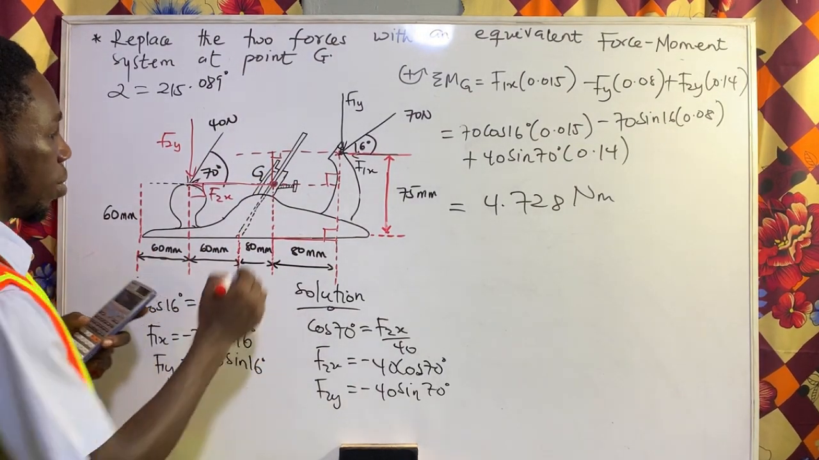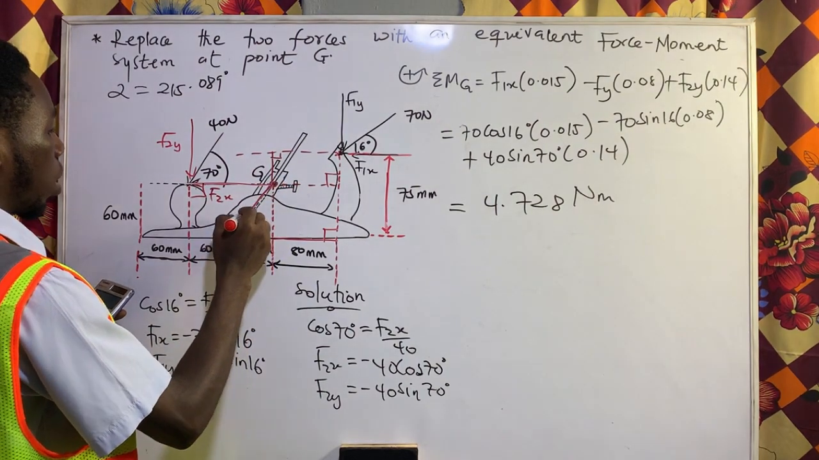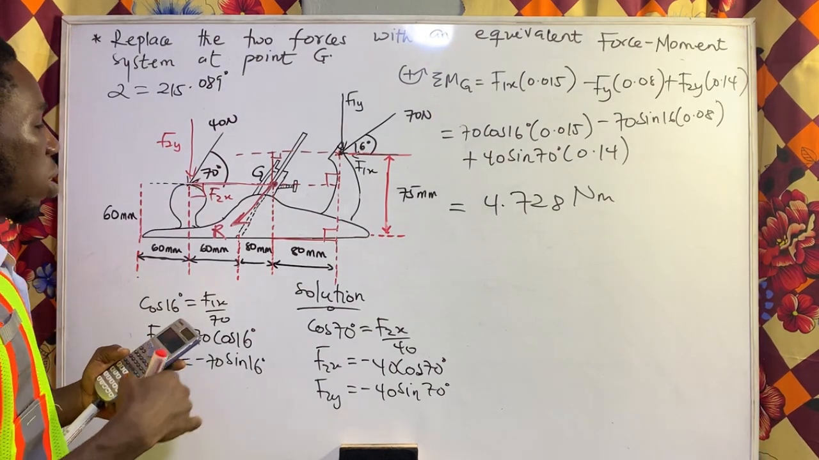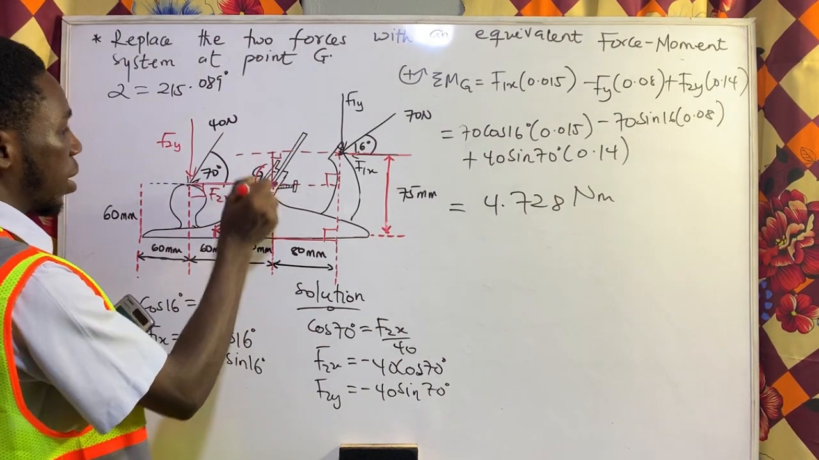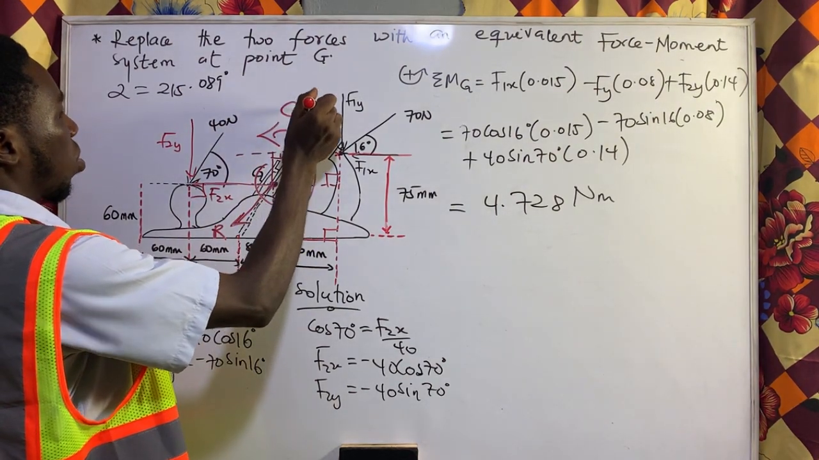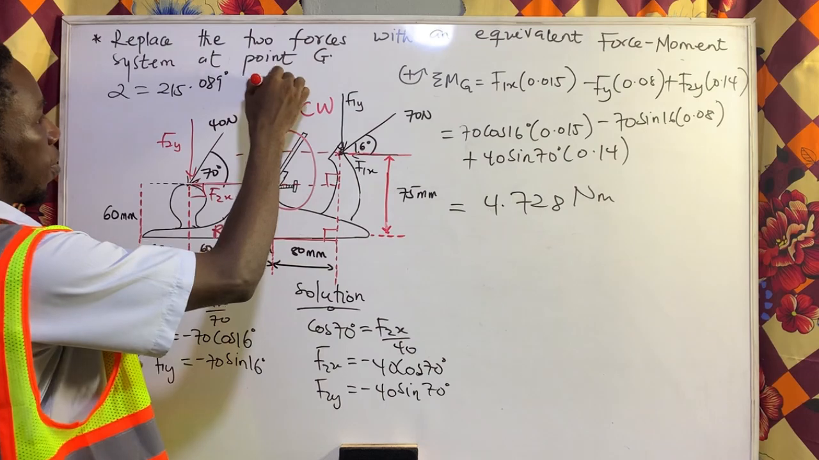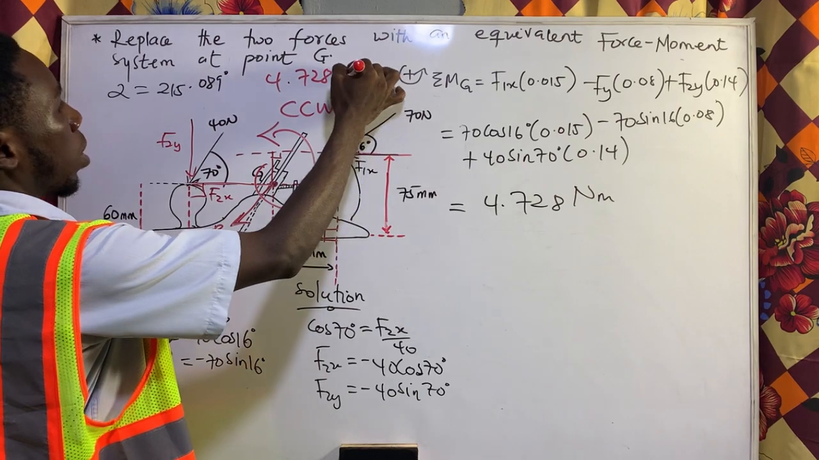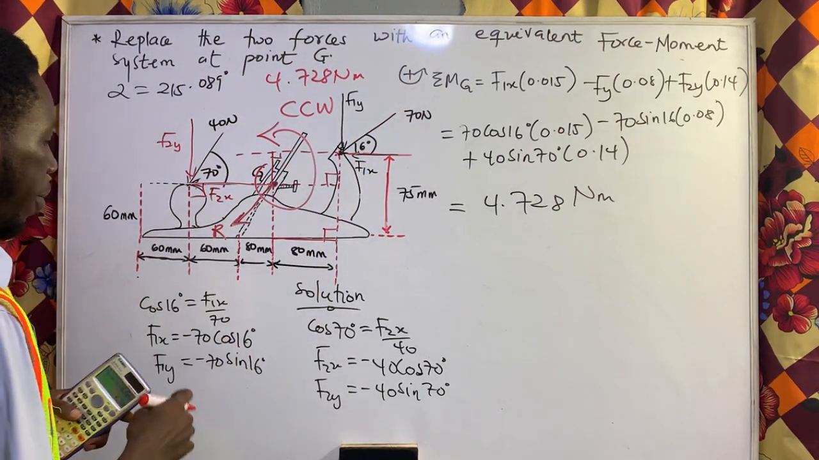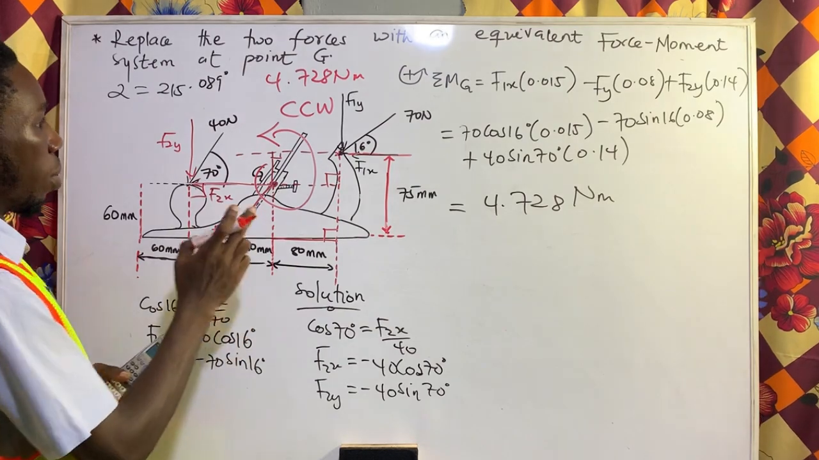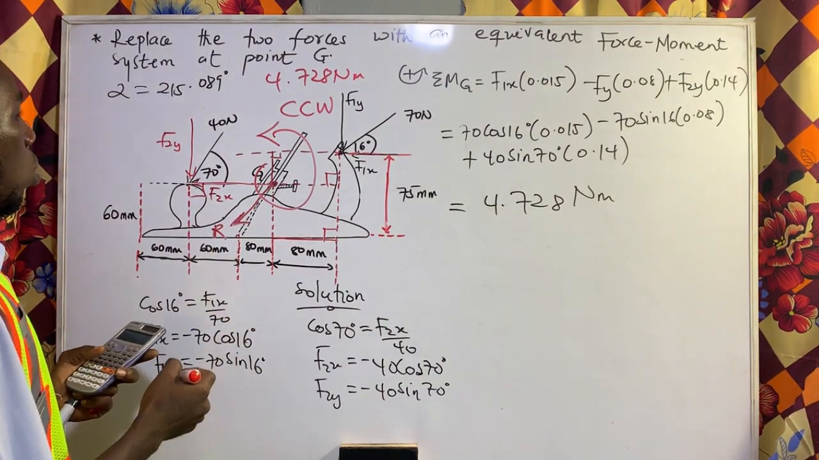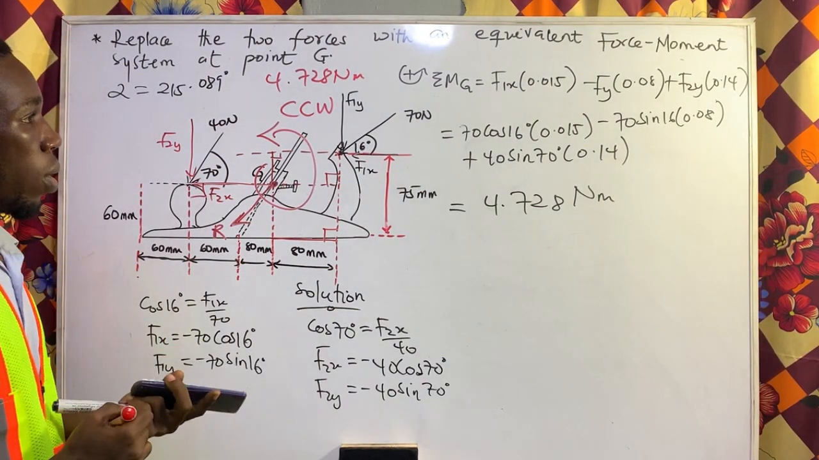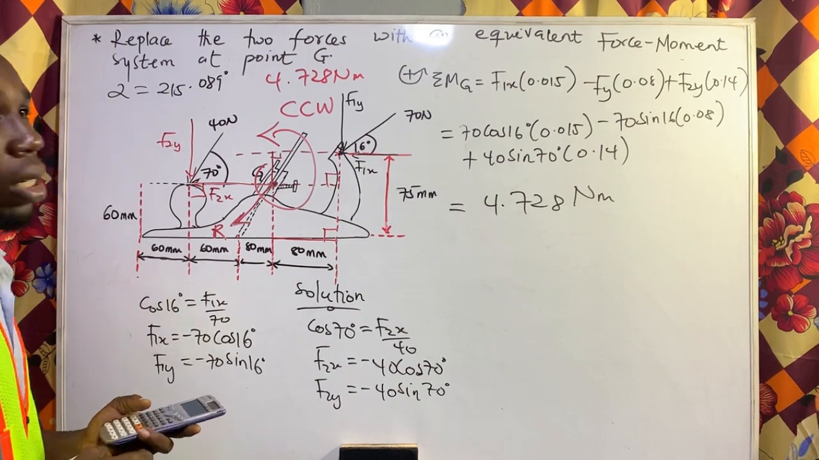So we can replace the entire system with the resultant force that we found, which will be somewhere here, and then the moment is a counterclockwise moment. Let's indicate it like this: counterclockwise, and the value is 4.728 newton meters. Then you write the value of the force here, and indicate the angle from the positive x-axis also. So this is how to go about this question.